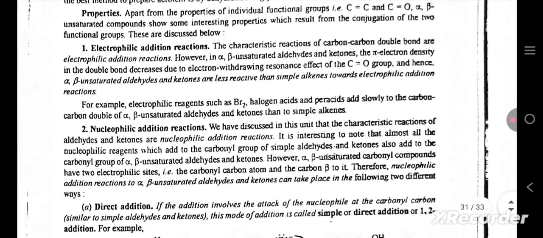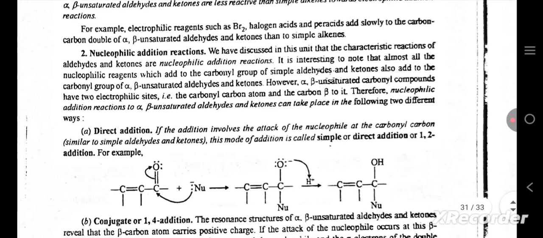Properties. Apart from the properties of individual functional groups, unsaturated compounds show some interesting properties which result from the conjugation of the two functional groups. These are discussed below. Electrophilic addition reaction. The characteristic reactions of carbon-carbon double bond are electrophilic addition reactions. However, in alpha-beta unsaturated aldehydes and ketones, the pi electron density in the double bond decreases due to the electron withdrawing resonance effect of the C=O group, and hence alpha-beta unsaturated aldehydes and ketones are less reactive than simple alkenes towards electrophilic addition reactions. For example, electrophilic reagents such as Br2, halogen acids and peracids add slowly to the carbon-carbon double bond of alpha-beta unsaturated aldehydes and ketones than to simple alkenes.